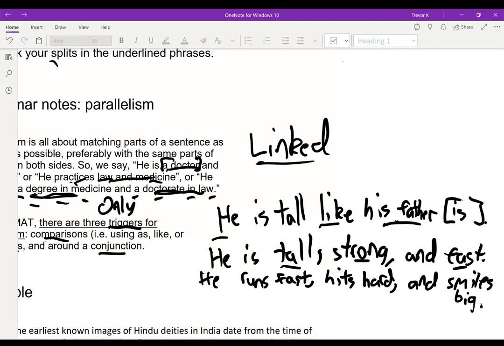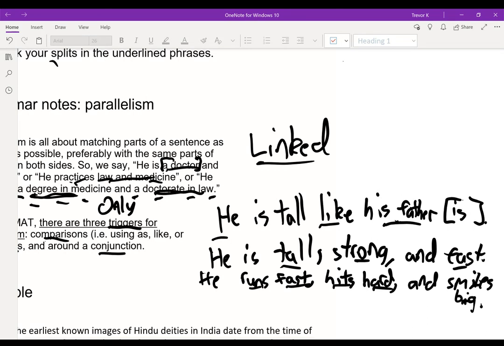Runs fast, hits hard, smiles big. Cool. The parallelism list makes it clear all these things are connected: runs, hits, smiles, fast, hard, big. So I set up my parallelism. I make it clear these things are linked.